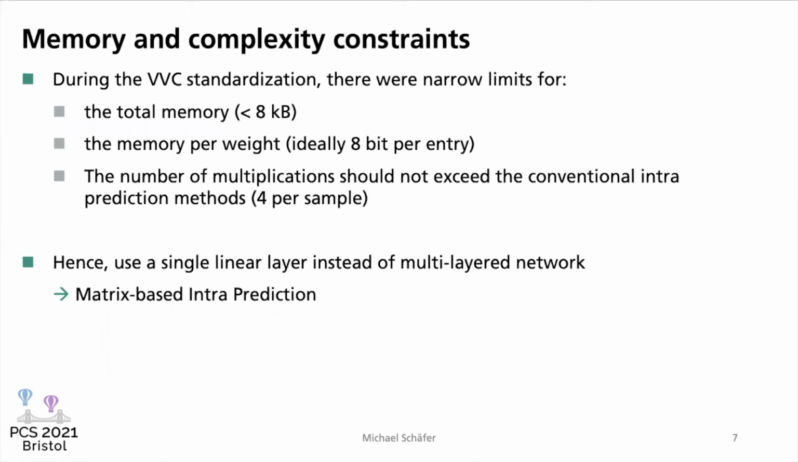However, during the VVC standardization, several experts from different hardware manufacturers established narrow limits for the implementation of data-trained intra-prediction modes. In particular, the total capacity of the weights should not exceed 8 kilobytes of memory, and desirably, each weight should be stored as an 8-bit value at sufficient precision. Another constraint is the number of multiplications. The new intra-prediction modes should not be more complex than existing intra-modes, which require four multiplications per sample to predict.